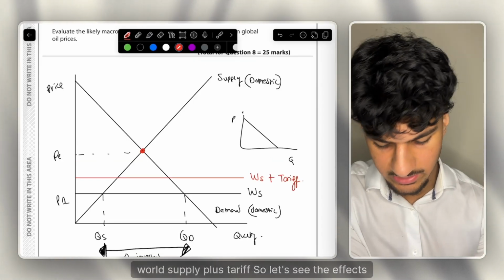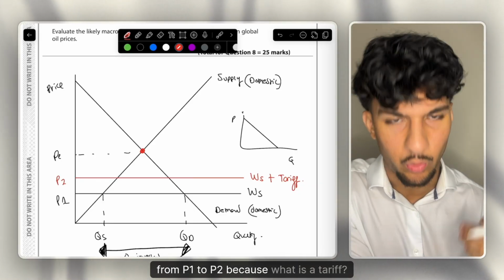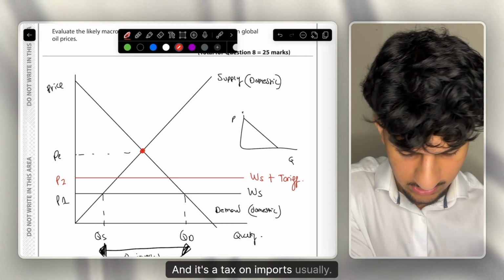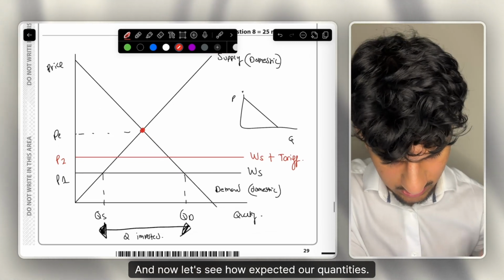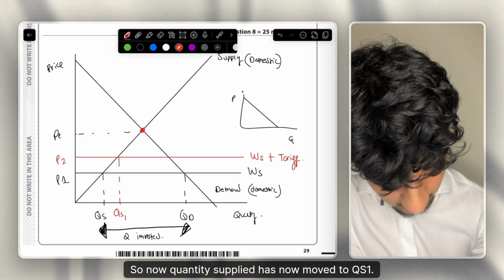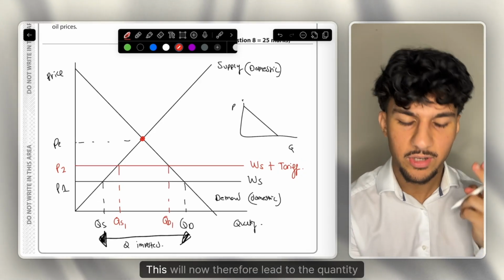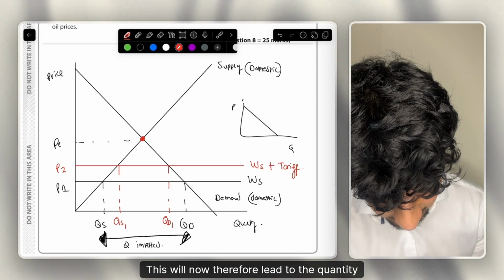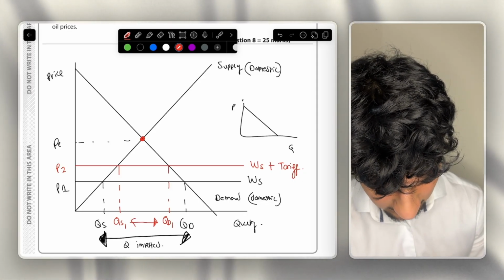So let's see the effects of this tariff. The main thing is prices increased from P1 to P2, because a tariff is usually a tax on imports, so it's going to increase the price of imports. And now let's see how it's affected our quantities. Quantity supplied has now moved to QS1, and quantity demanded has moved to QD1. This will therefore lead to the quantity imported now being this smaller arrow between QS1 and QD1.